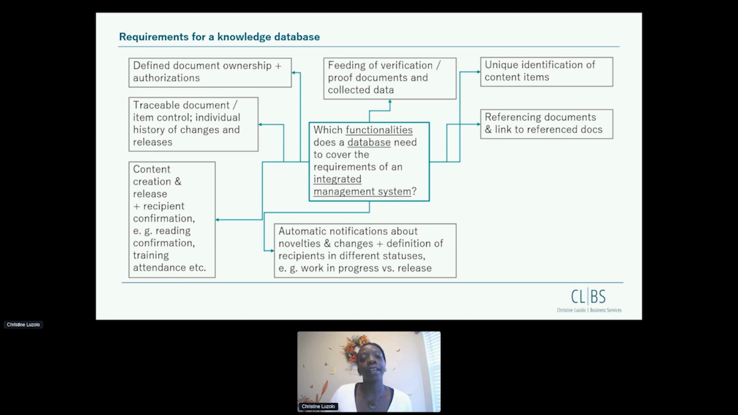This is again an important aspect when it comes to performance evaluation. It would be great if it would be possible to feed verification and proof documents, and collected data directly into a certain space, into a certain content item, to have all the information together. Just as an example, imagine, if some of you have been to an airport lately and you went to the bathroom, there is this customer survey panel where you choose: was the bathroom clean, not so clean, or was it dirty?